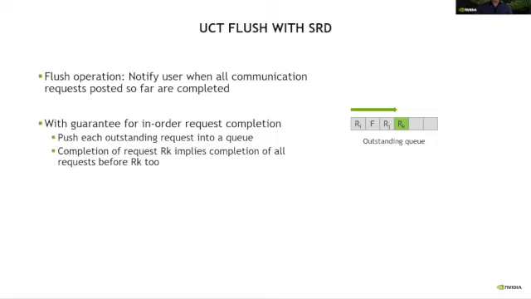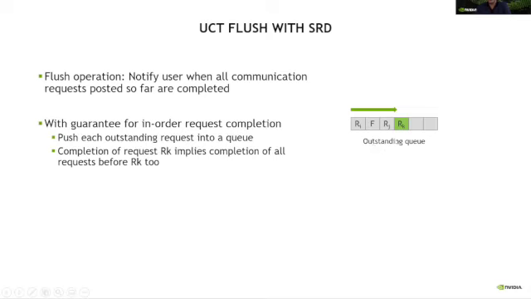Another challenge with relaxed ordering semantics goes back to how we process request completions, as well as the flush operations at the UCT layer. The flush operation is used to notify the user when all the communication requests that have been posted so far are completed. And with guarantee for in-order request completion, which is the case with InfiniBand, what we do is that we enqueue each outstanding request, as well as any flush operations that might have been issued, into an outstanding queue.